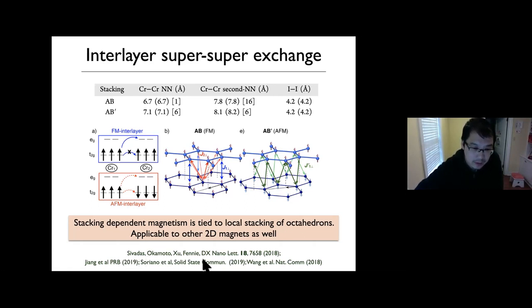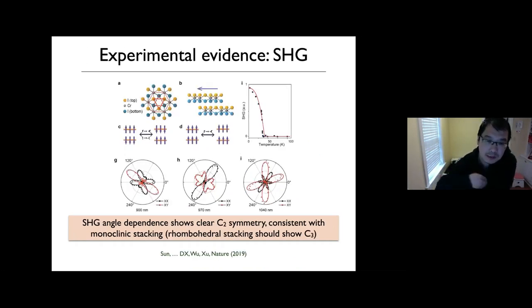So when our paper was published, there were also some other groups that reached the same conclusion for the stacking dependent magnetism. So how can we be sure that this is indeed the case? This is Sui Wu at Fudan University. What they have recently done is to look at the second harmonic generation.